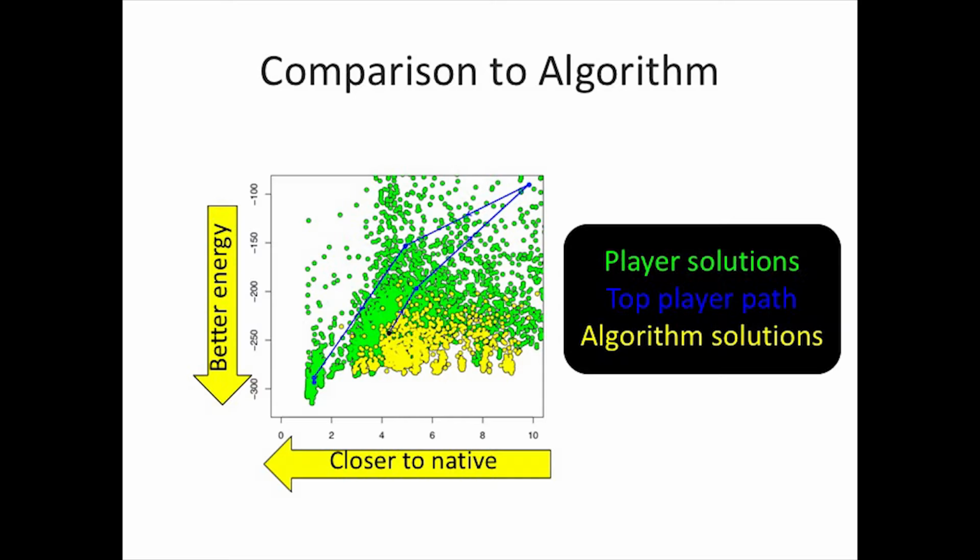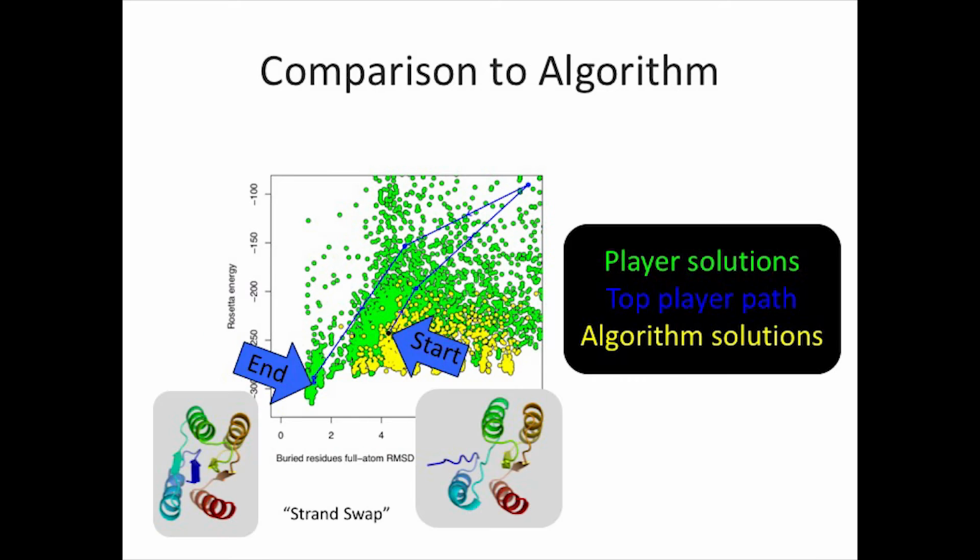And in this case, we can actually see the path that one player took to get from where they started on this plot. Basically, they followed this blue line here through this space of structures, making the structure that they started with, which is this structure here. Actually, no, sorry, this is the starting structure here.